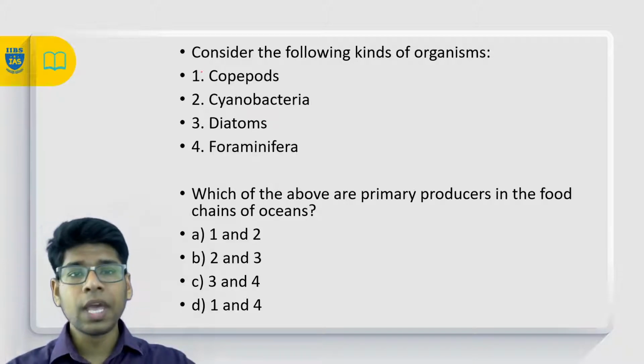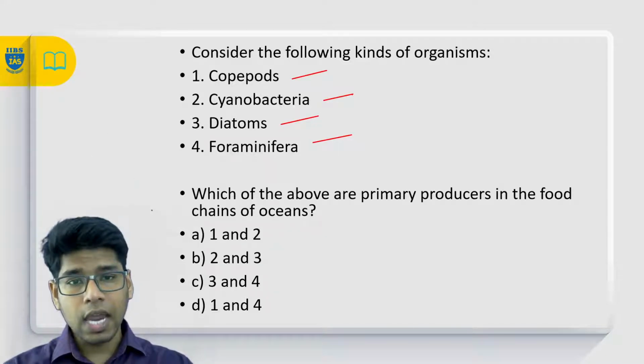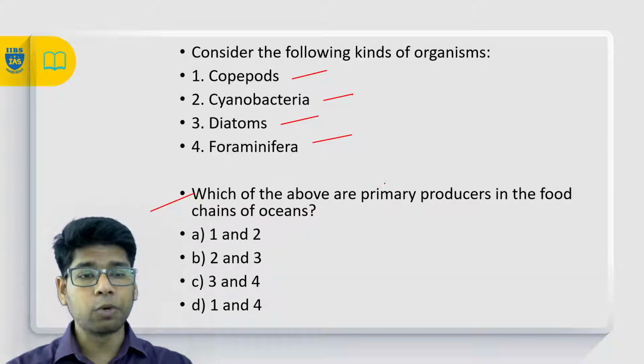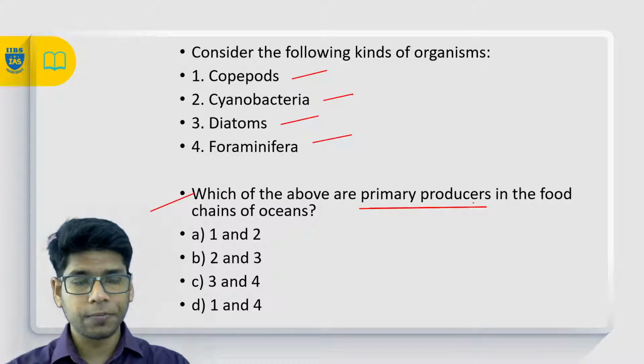The next one, consider the following kinds of organism: copepods, cyanobacteria, diatoms and foraminifera. These are the 4 things, and which of the above are the primary producers in the food chain of the oceans? The primary producers in the food chain.